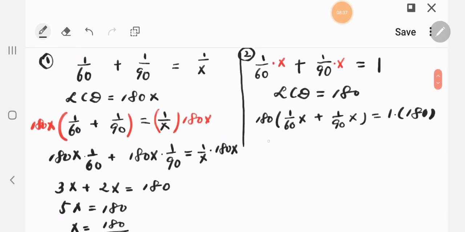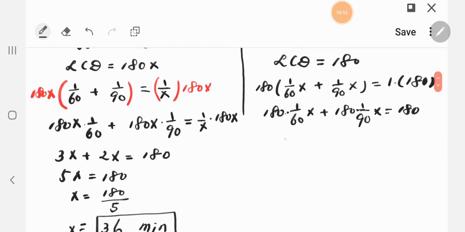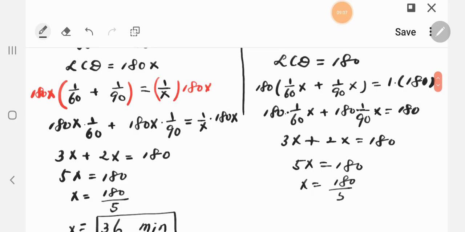All right, then this is equal to 180 times 1/60x, 180 times 1/90x. This is multiplication. The multiplication is 180. Then you can reduce the fraction. So 3x plus 2x is equal to 180. Then 5x is equal to 180. And then x is 180 divided by 5.